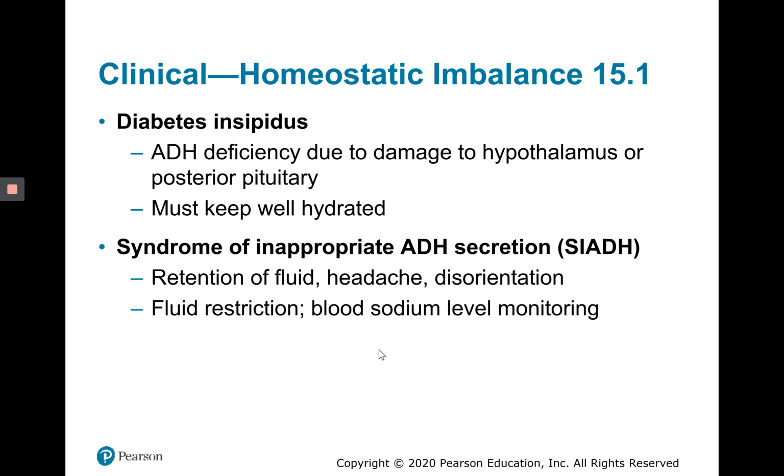So before we look at anterior pituitary hormones, let's talk about diabetes insipidus and the syndrome of inappropriate ADH secretion. Diabetes insipidus is due to a hyposecretion of antidiuretic hormone. This could be caused by damage to the hypothalamus or to the posterior pituitary, maybe even a tumor in the posterior pituitary, and it would require an individual who suffers from this deficiency to keep well hydrated.